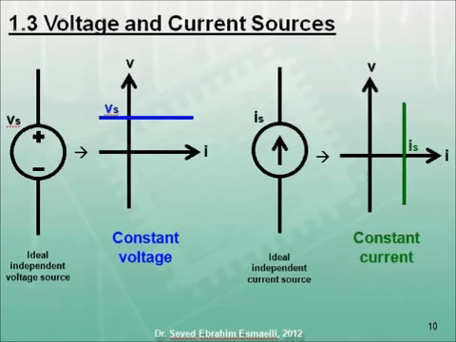Now we will take a closer look at voltage and current sources. The figure on the left presents the symbol of an ideal voltage source. An ideal voltage source is a circuit element which maintains a specific voltage across its terminals, regardless of the current flowing through these terminals. The figure on the right presents the symbol of an ideal current source, which maintains a specific current, regardless of the voltage across its terminals.